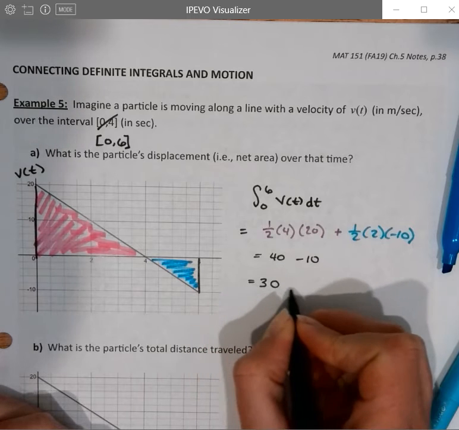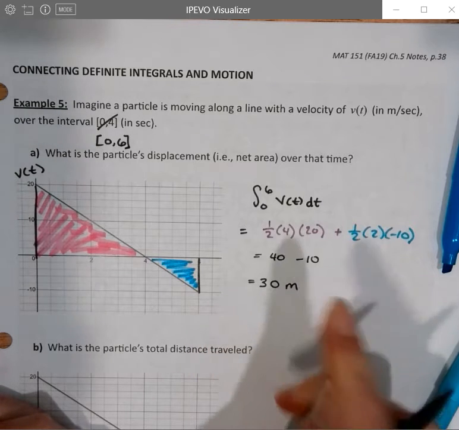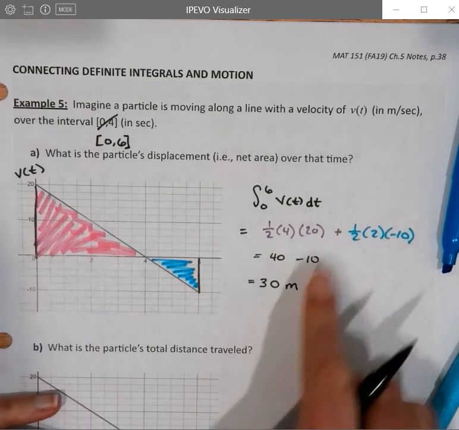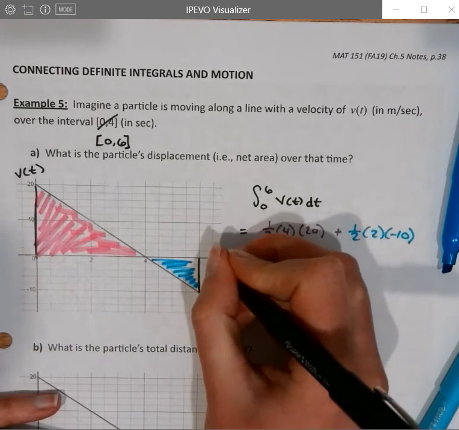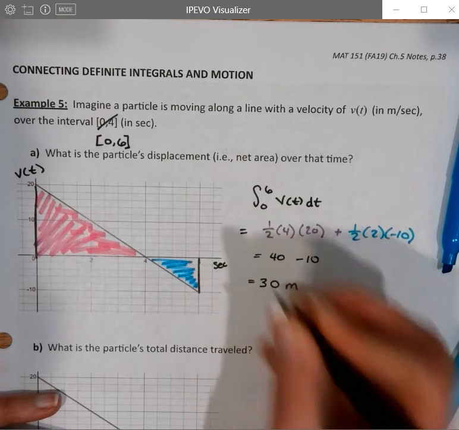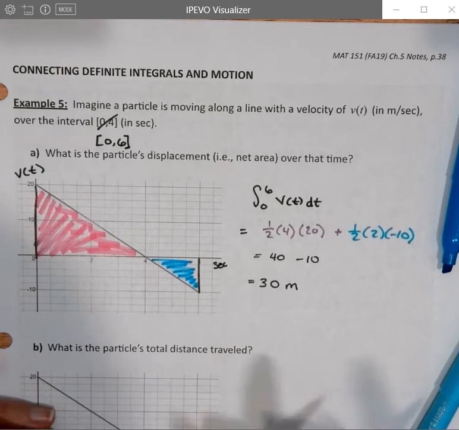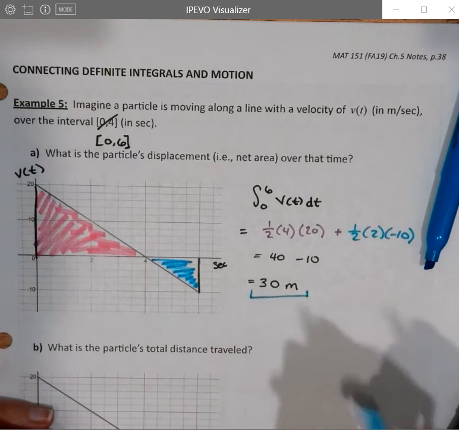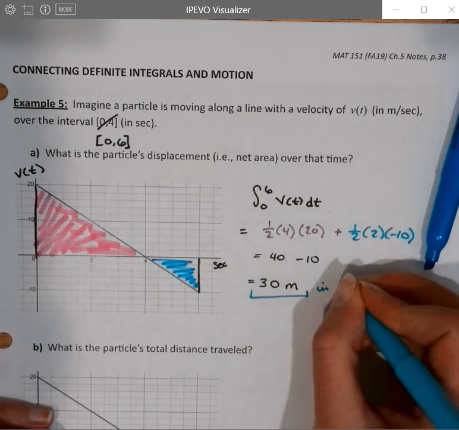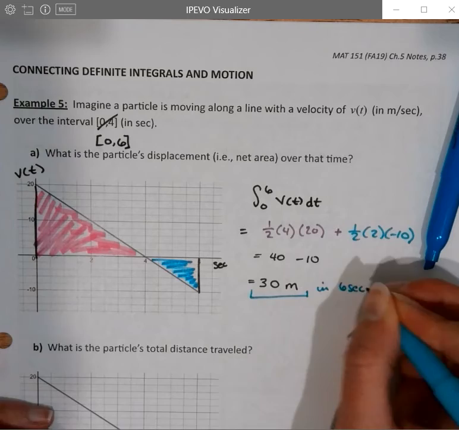This comes out as 30, and then the units are going to be meters, since our velocity was in meters per second, and I was multiplying them by the units on the t-axis, which were in seconds. So meters per second times seconds gives me 30 meters. So in 6 seconds, we had a displacement of 30 meters.